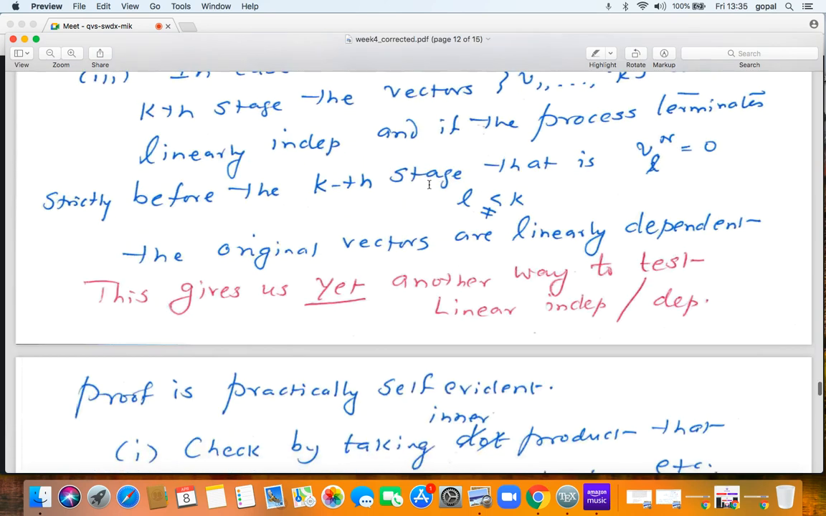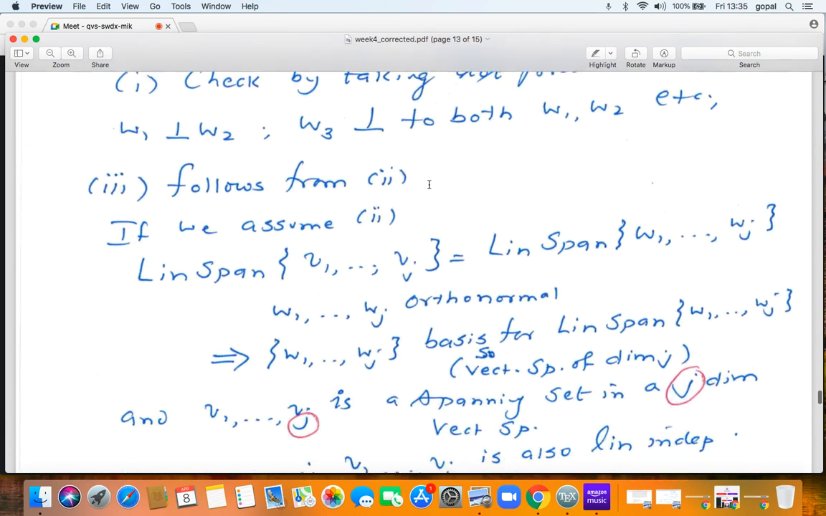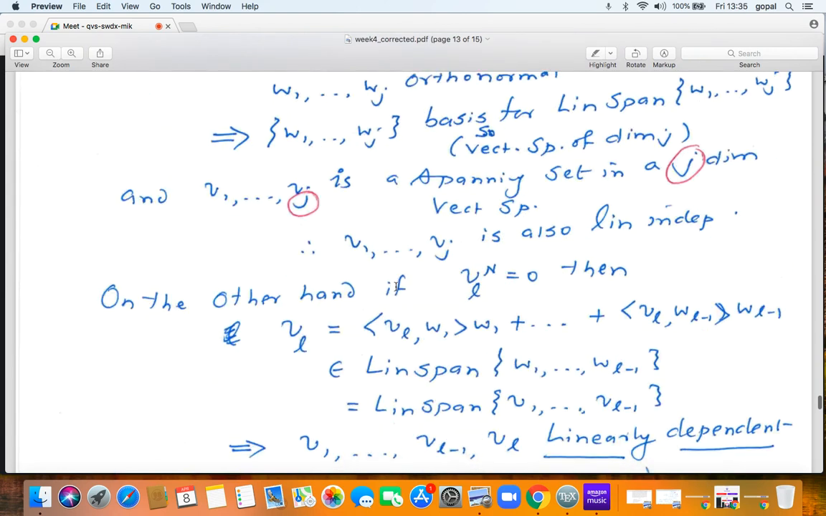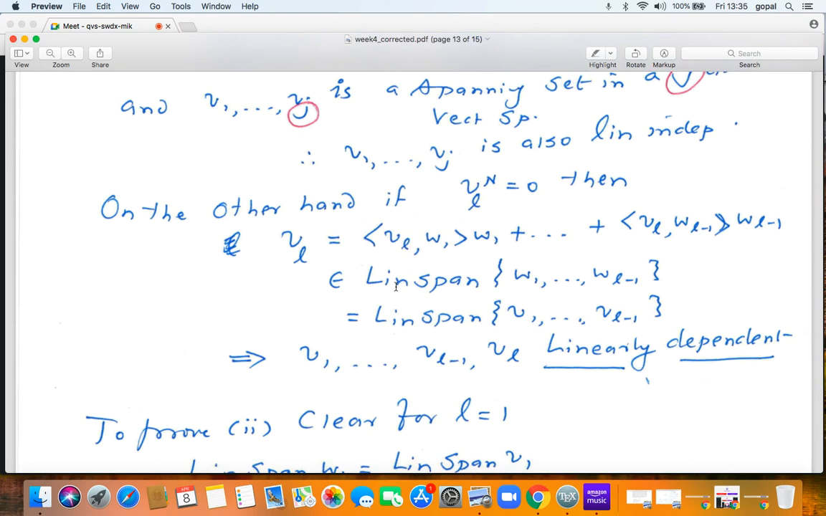Okay, so that's what I mean. I say 3 follows from 2. So here is the argument which I just spelled out. If at the nth stage V_L^N happens to be 0, that means exactly V_L = (V_L·W_1)W_1 + ... + (V_L·W_{L-1})W_{L-1}, which means V_L is a linear combination of the previous ones. V_L is a linear combination of W_1, W_2, ..., W_{L-1}, but the linear span of W_1, ..., W_{L-1} is the same as the linear span of V_1, ..., V_{L-1}. So V_L is in the linear span of the previous ones, so the complete set is linearly dependent.